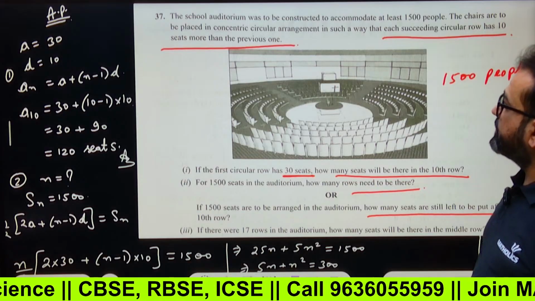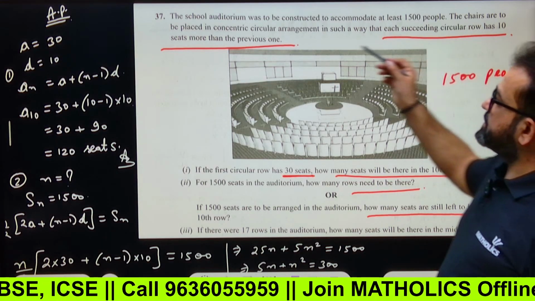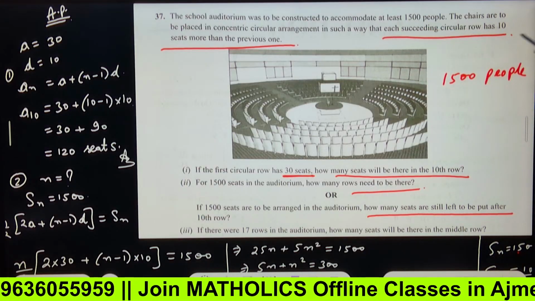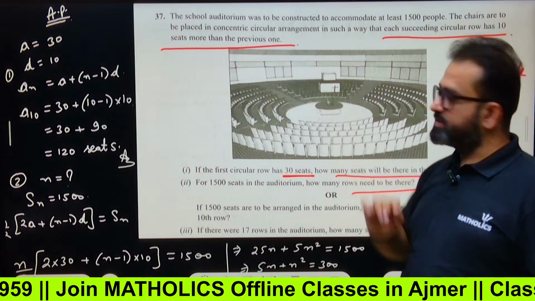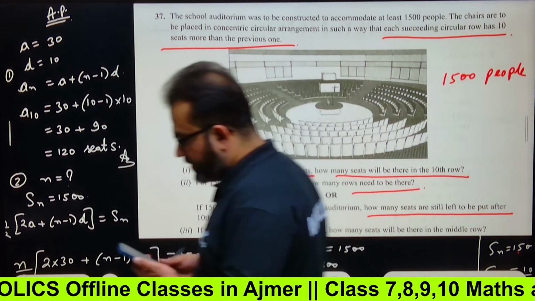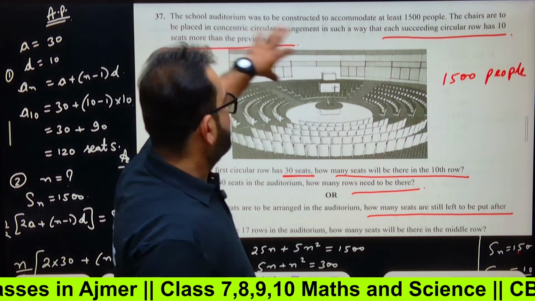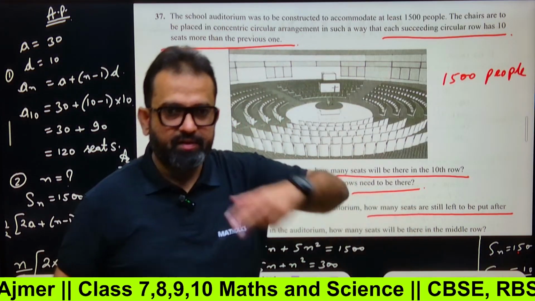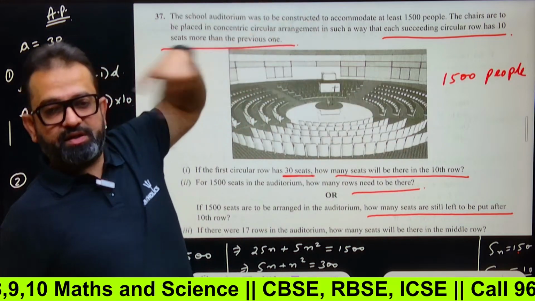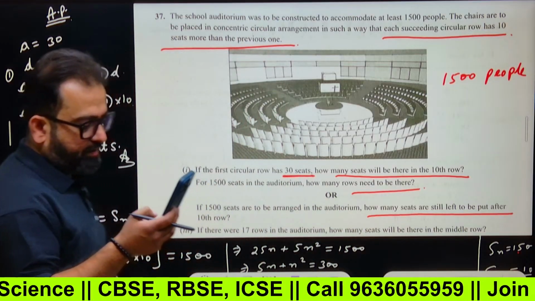Now, the school auditorium was to be constructed to accommodate at least 1500 people. The chairs are to be placed in a concentric circular arrangement in such a way that each succeeding circular row has 10 seats more than the previous one. What does this mean? Have you all seen an auditorium? It is like this: 5 people, then 15, then 25, then 35, 45, 55, and so on, for example.